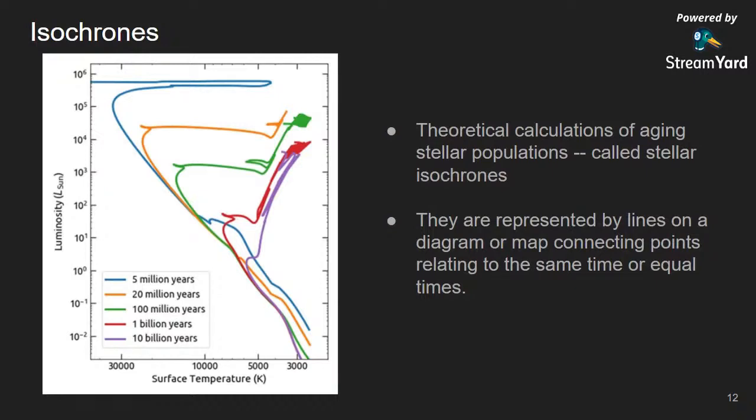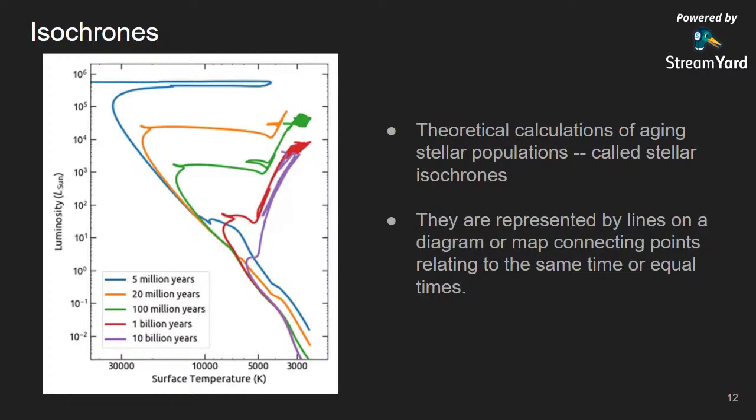I mentioned isochrones. Here we have the HR diagram, luminosity versus temperature. Basically, an isochrone is a theoretical calculation of an aging star population. They call them stellar isochrones, and basically what they represent is connecting the points relating to the same time, or equal times, of the stars in various phases of their life cycle.